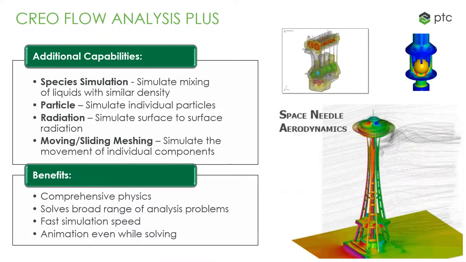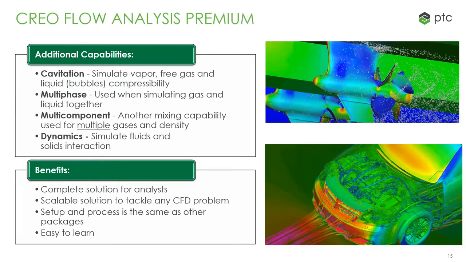And then next, if you want to do things like analyze the elements, such as actual individual particles or radiation, you might choose then to move up to the plus package. So this also gives you the ability to simulate the movement of individual components, along with what we saw there with animating the analysis even while it's running. And finally, if you're going to be working with things like dynamic models or multi-phase or multi-component systems, that's when you would want to utilize the premium package. So you get capabilities for cavitation, simulating fluids and solids interacting. Really, this is going to be the complete fluid analysis solution.